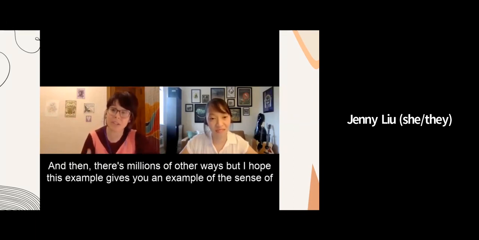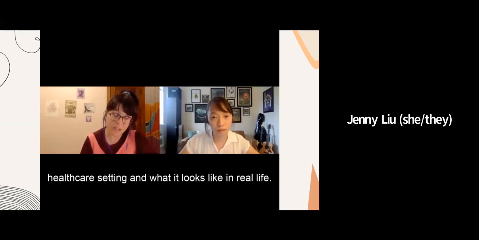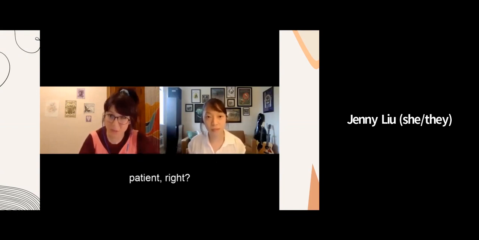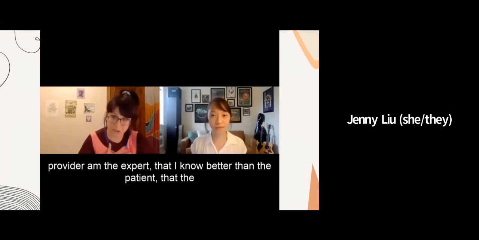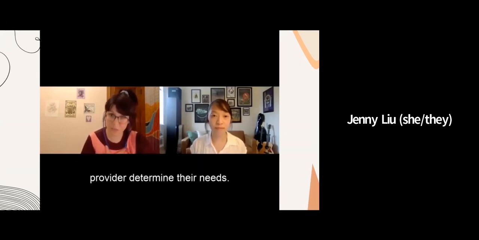But I hope that this example gives you a sense of how ableism works in a healthcare setting and what it looks like in real life. Ableism and disability justice have a lot to do with agency and giving agency back to the patient, right? At least how I was trained in school very much is that I, as the healthcare provider, am the expert, that I know better than the patient, that the patient does not get to determine their needs, but I, as the healthcare provider, determine their needs, right?